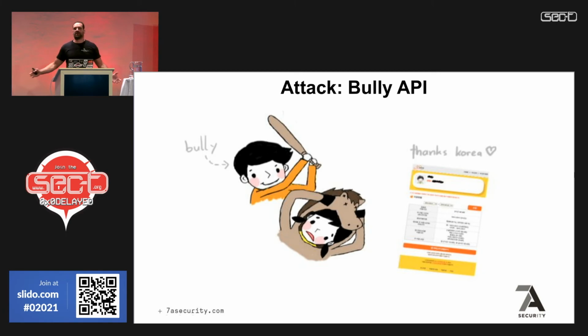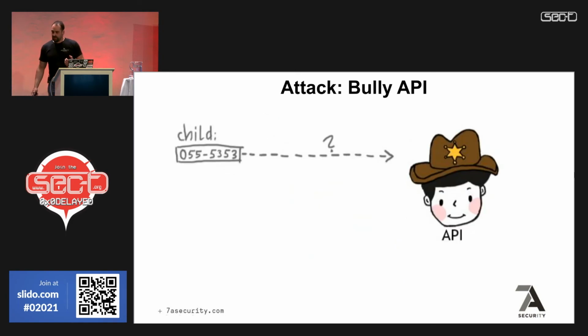So in every classroom, there's always this child that is a bully, right? That wants to mess with or make the life of every other child in the class miserable. You've all probably known some person like this, right? So for this child, if he wants to make the life of some child miserable, the first thing to ask the API is, hey, I want to mess with this child, right? I know his phone number, and I really want to screw his life.